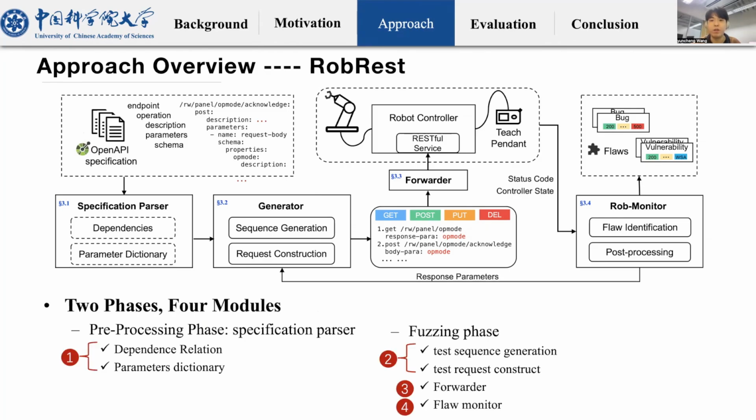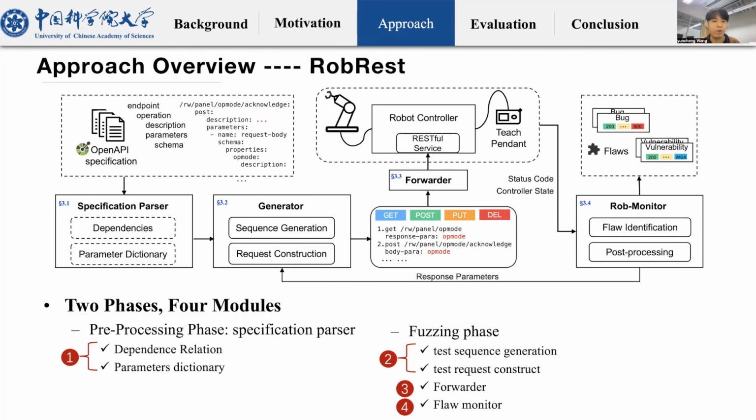Based on these motivations, we built a prototype system called RoboRest, which consists of two stages and four modules. In the pre-processing stage, we use a parsing module to analyze the OpenAPI specification documents, extracting dependency relationships and parameter information. In the fast testing stage, we use the generation module to create test cases based on the information extracted in the pre-processing stage. These cases include both single requests and sequences of multiple requests.